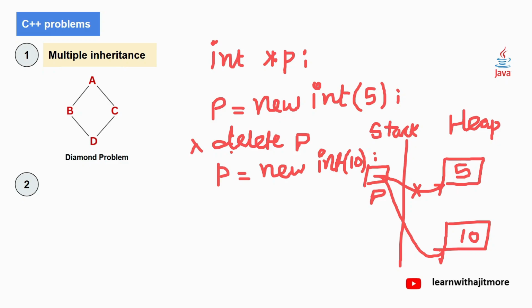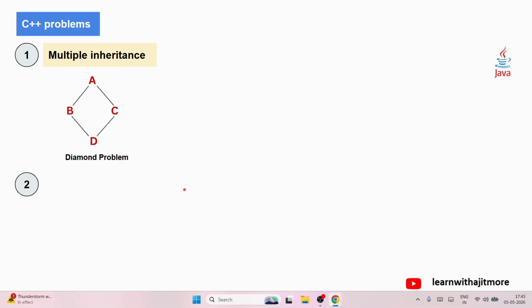What does that memory leak mean? Memory which is neither freed nor accessible. Getting? So this is also a drawback. This should not happen. Okay.